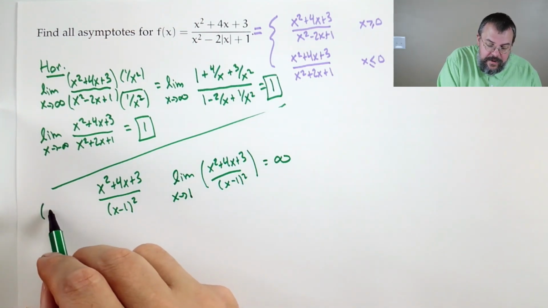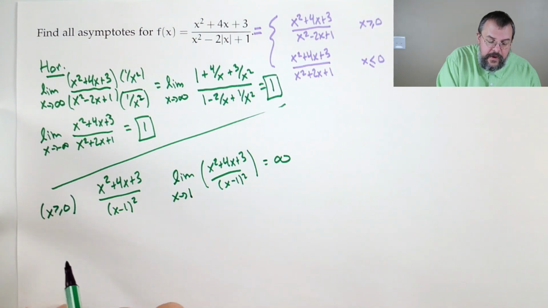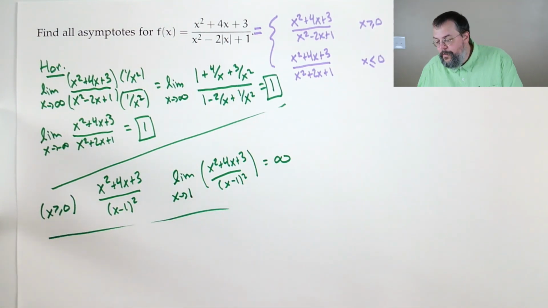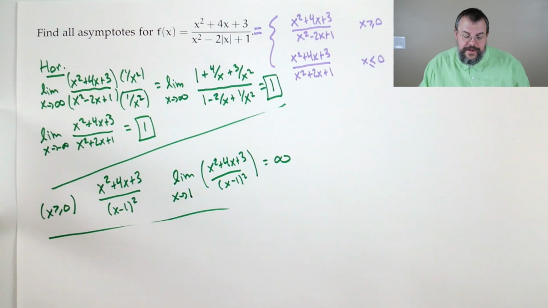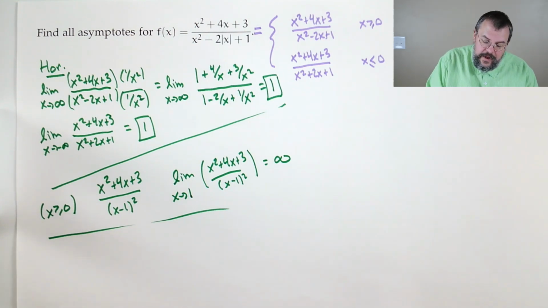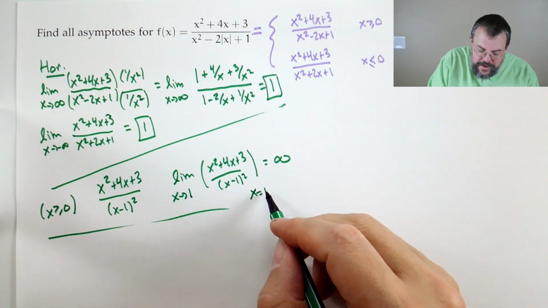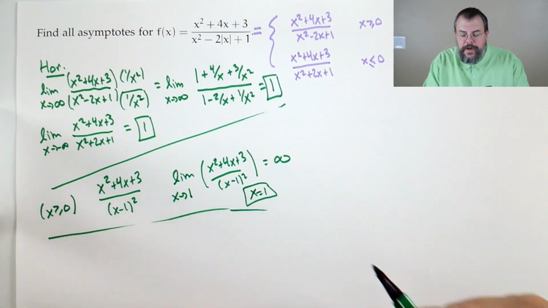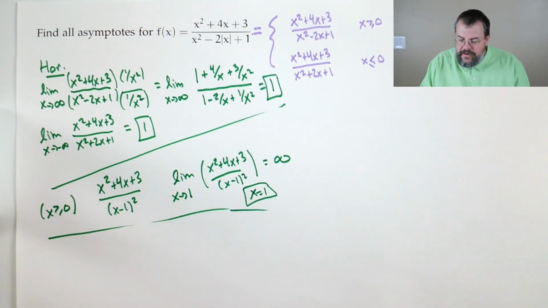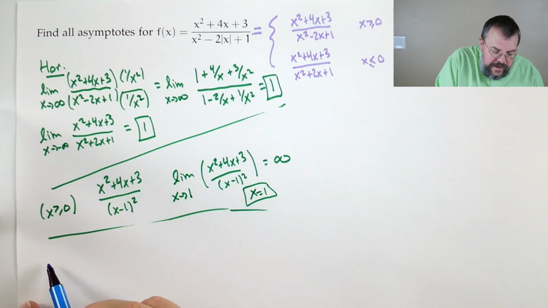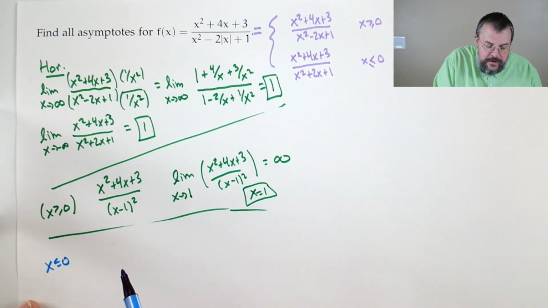Now, this is the, should have made a note here, x greater than or equal to 0. All right, I should mark, okay, x equals 1. We're going to put this all together in a nice picture in just a few minutes here. The last thing, x less than or equal to 0.